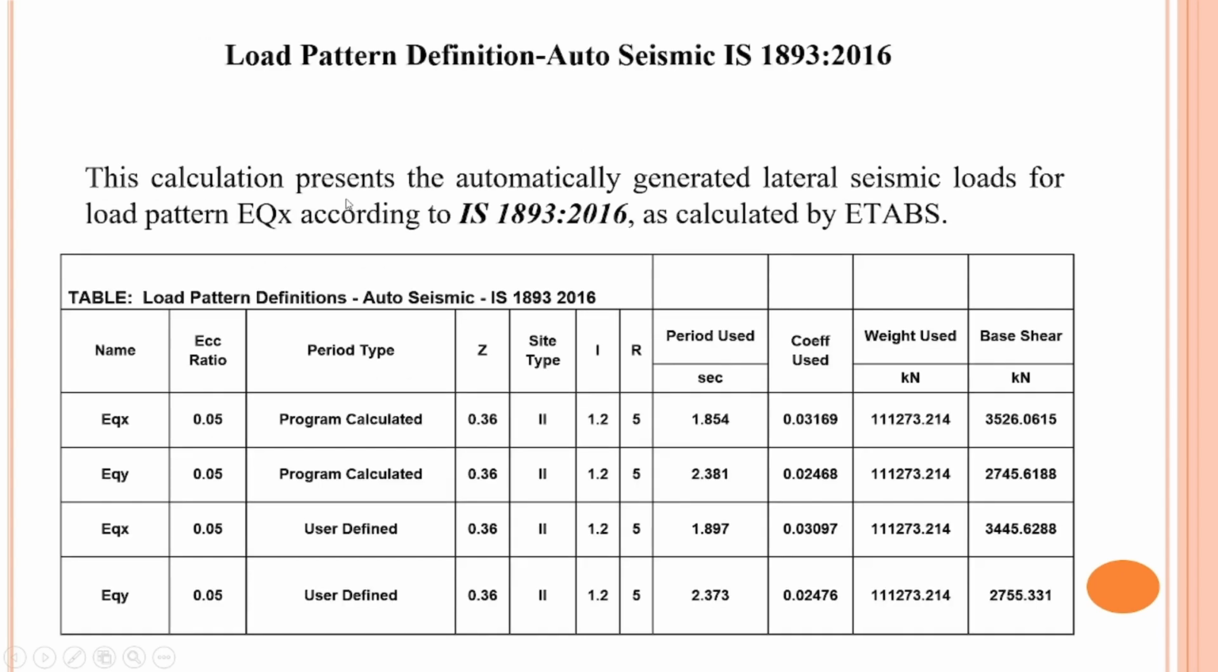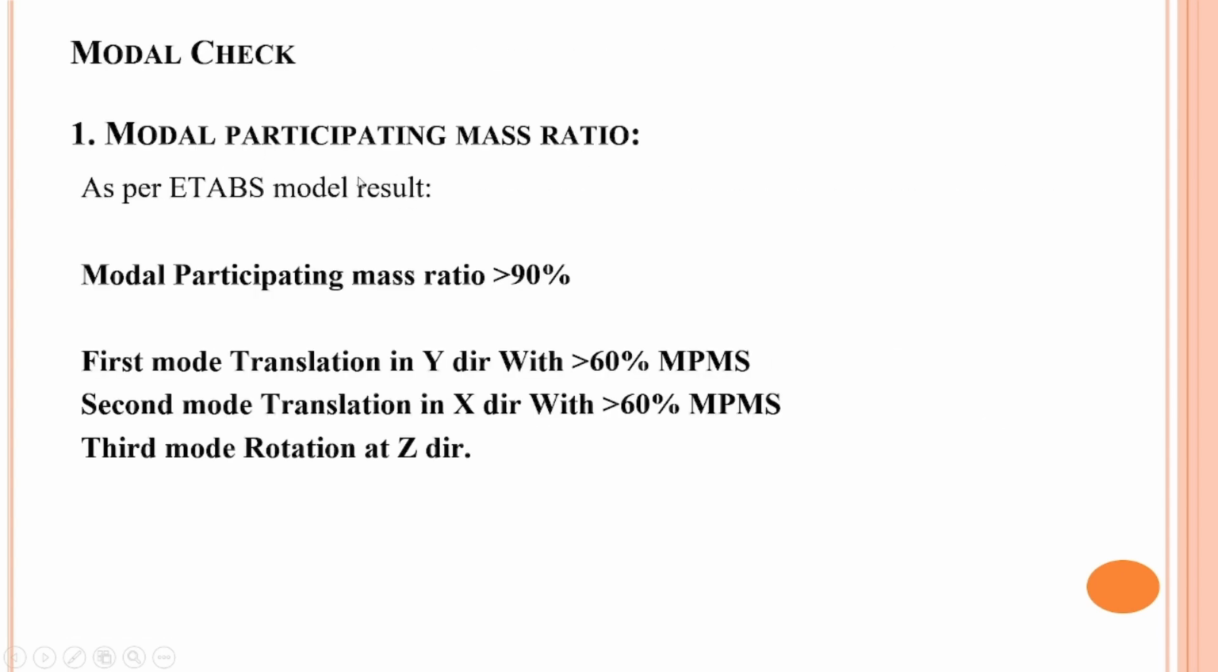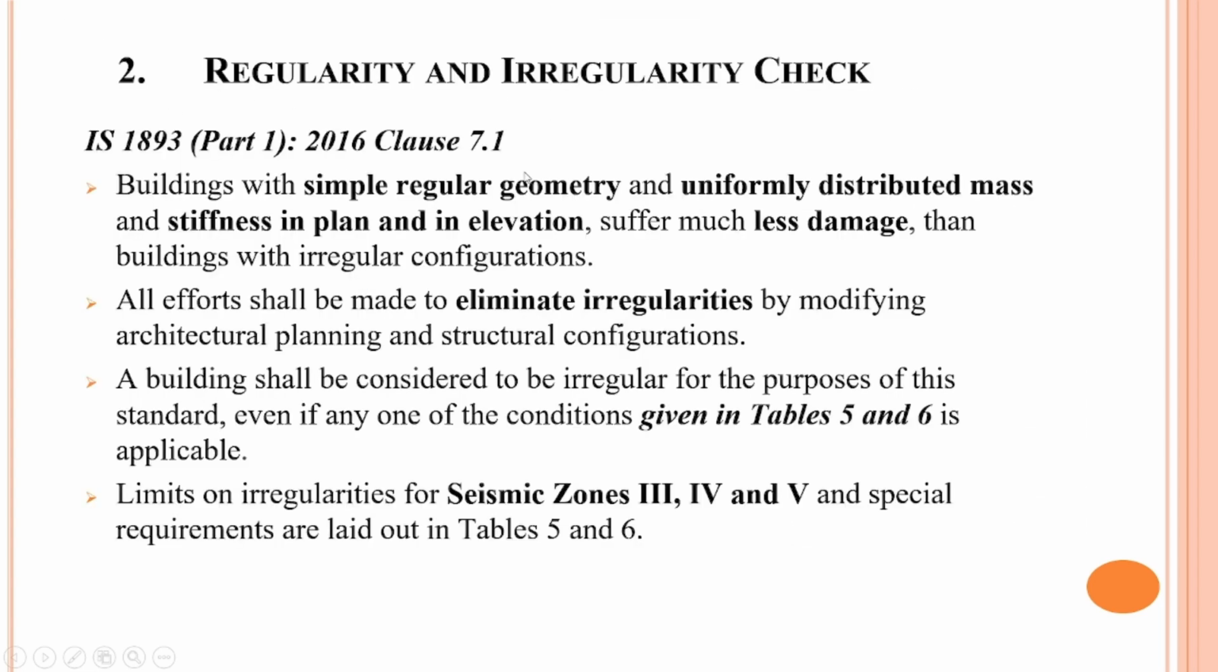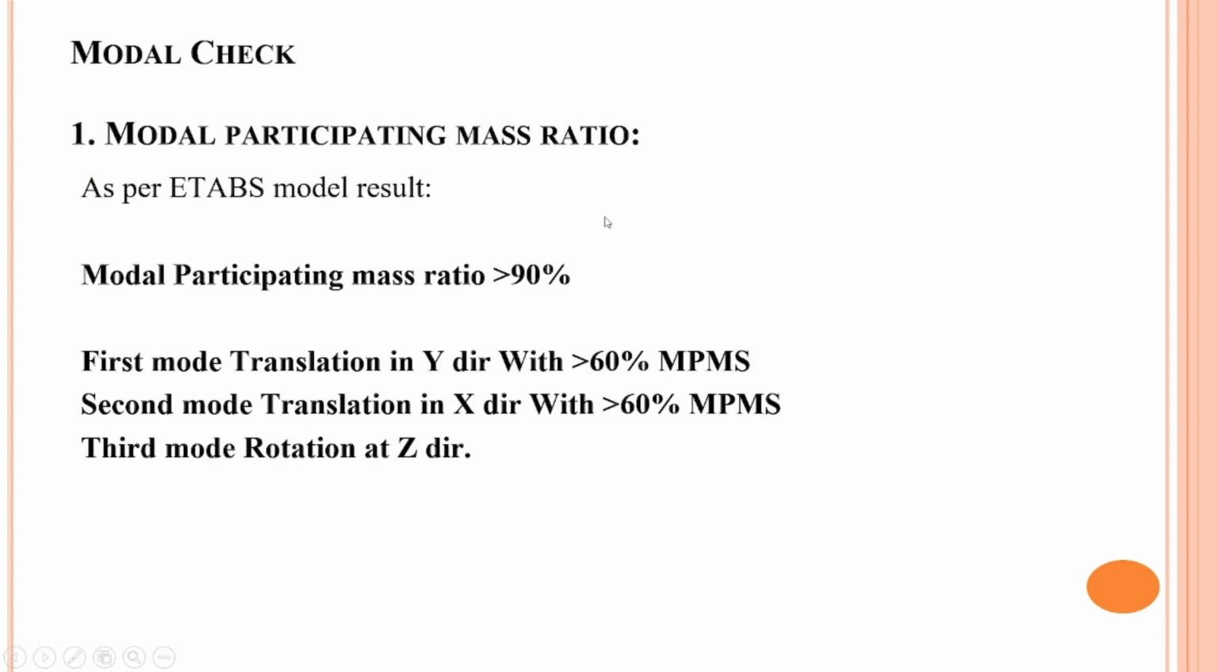And the next one, check what kind of checks you have done in your project. All the check results are shown here: modal mass participation, regularity, and lots of other checks. I discussed these in the previous video, including how to check and what kind of data to take, from the link. Here is the result: the mass participation is greater than 90. All the check data has been taken from ETABS. The modal mass participation is greater than 90.